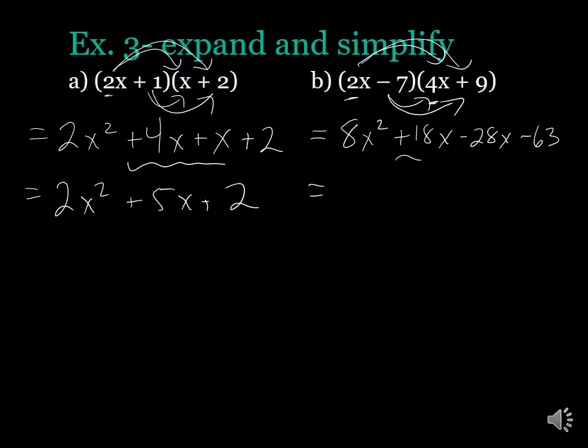Collect like terms, they're in the middle again. 8x squared. And then you got 18x minus 28x gives you negative 10x minus 63. So not too bad, just numbers are going to be a little bit higher.